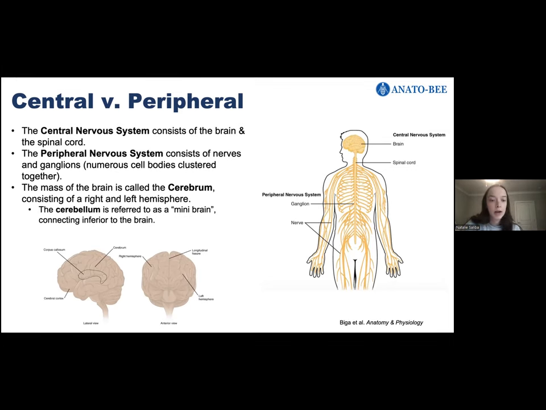And the mass of the brain, you can see right here, is the cerebrum, and it has a right and a left hemisphere. Then there's a structure called a mini brain, and that's the cerebellum, and it's going to be right here. And then right here is the brain stem continuing into the spinal cord. We'll talk more about the functions later, but it's important that there is a distinction between the cerebrum and the cerebellum, and the fact that there is a right and a left, and they're identical.